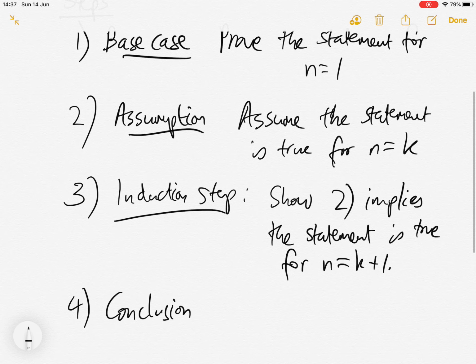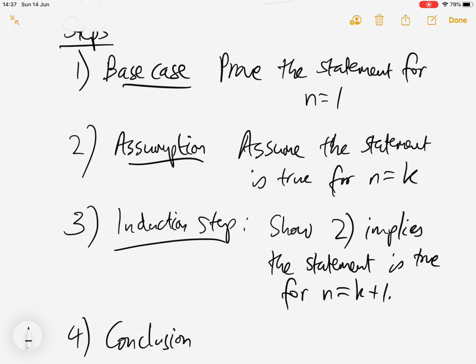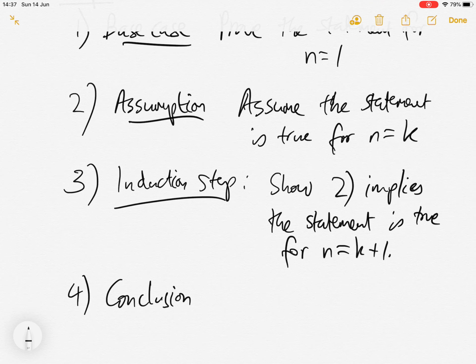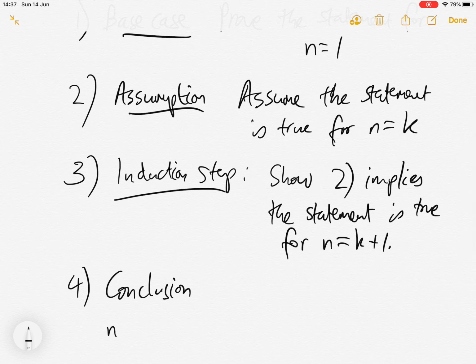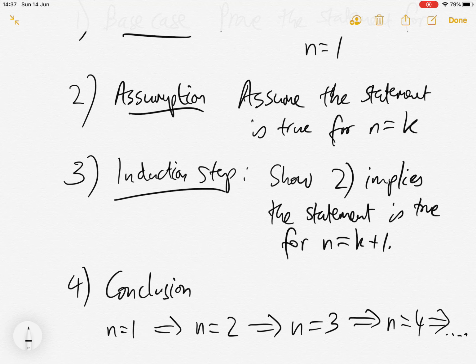So what have we done then? We proved it's true for n equals 1. We assumed, without proving anything, that it's true for n equals k. We showed if it's true for n equals k, it must be true for n equals k plus 1. That's what step 3 shows. But because it was true for n equals 1, this induction step implies it's true for n equals 2, and that implies it's true for n equals 3, and that implies it's true for n equals 4, and so on.